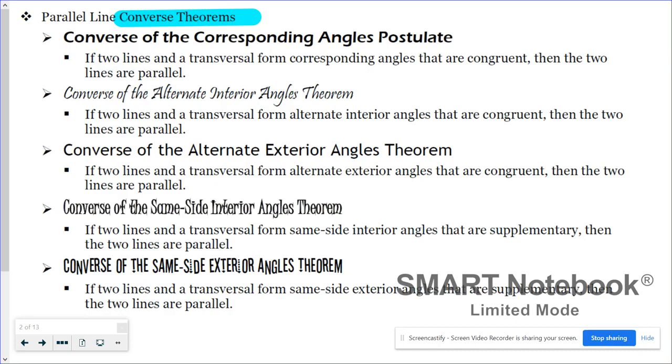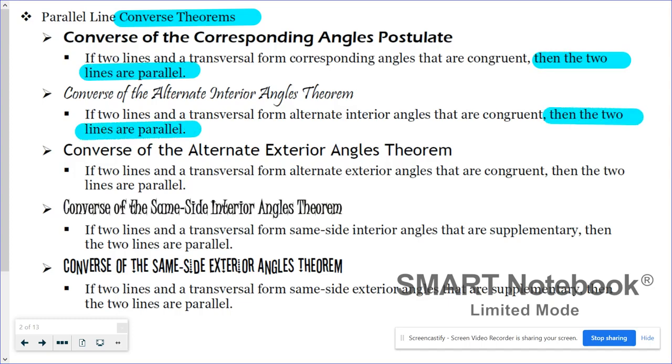So you'll notice that we have 5 of these, and it's completely tied to those 5 angle pairs that are created when you cut parallel lines with a transversal. So corresponding angles, alternate interior, alternate exterior, same side interior, same side exterior. What you'll notice in all 5 of these postulates and theorems, it says, then the two lines are parallel. Okay, that's how it finishes.